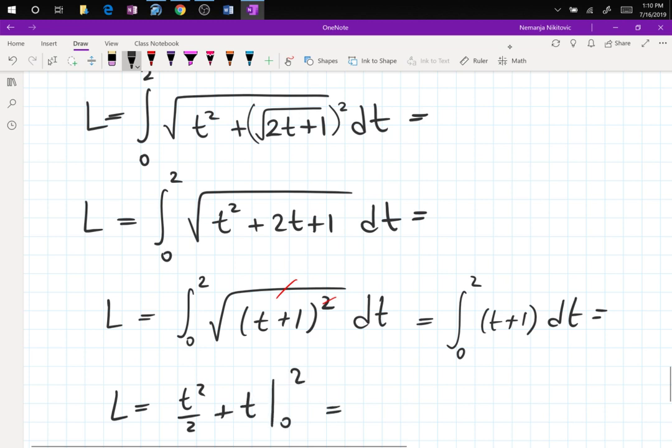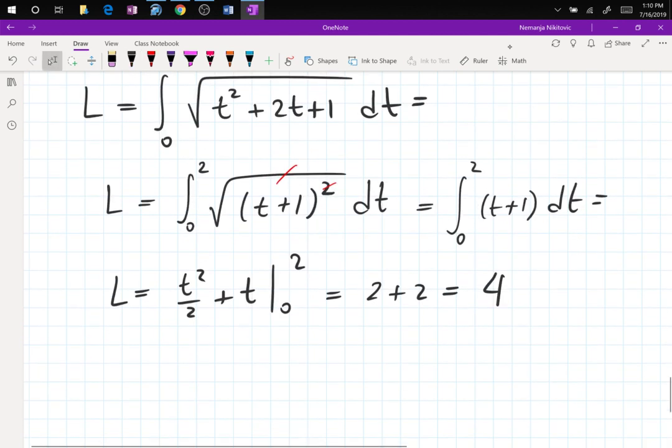4 divided by 2 is 2, plus 2 minus 0 is 4. So the answer is 4 for the length of curve. 4 units, whatever, meters, centimeters, inches, whatever the problem was measured in. So that's problem 18 from the homework.